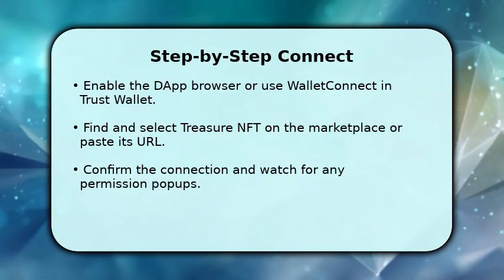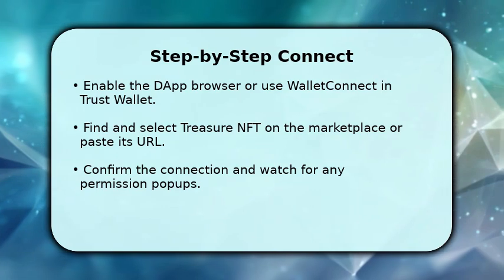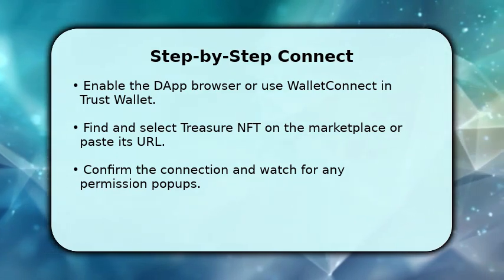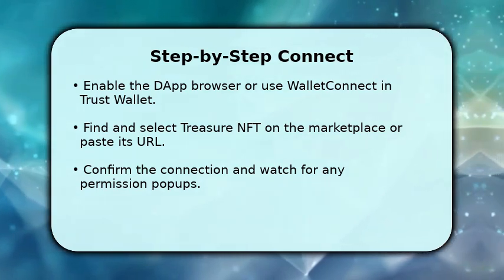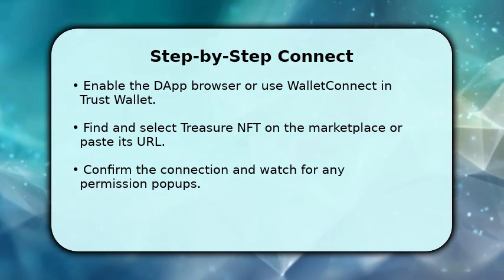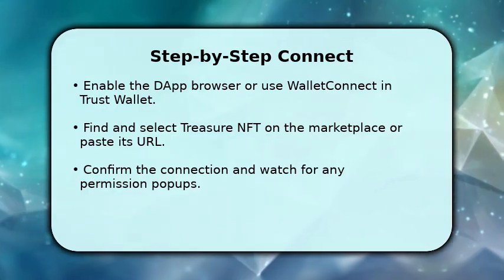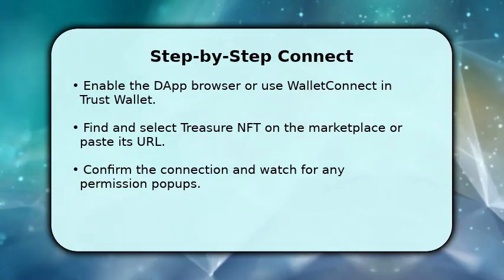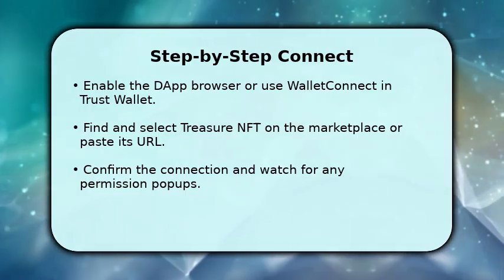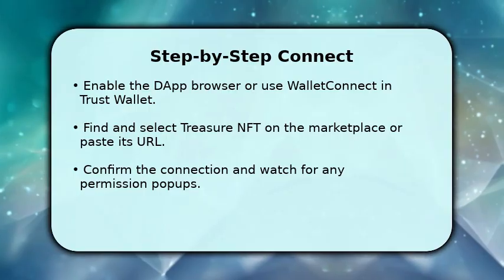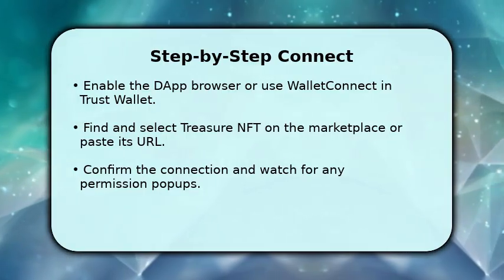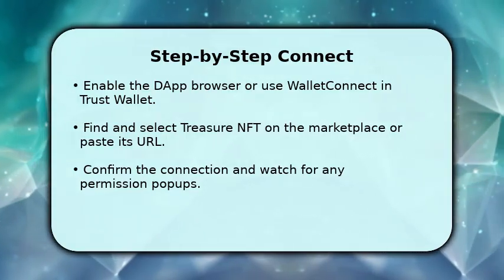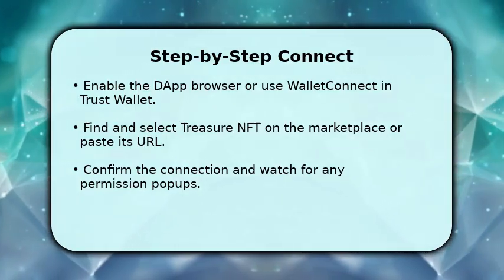Start by opening Trust Wallet and enabling the dApp browser or choosing Wallet Connect if preferred. Visit the Treasure NFT site and tap Connect, then select Trust Wallet from the wallet list to initiate the handshake. You will see a permissions prompt outlining allowed actions. Read it carefully before approving. After confirming, the wallet shows a connected status, and you can interact with listings, bids, and minting features securely.